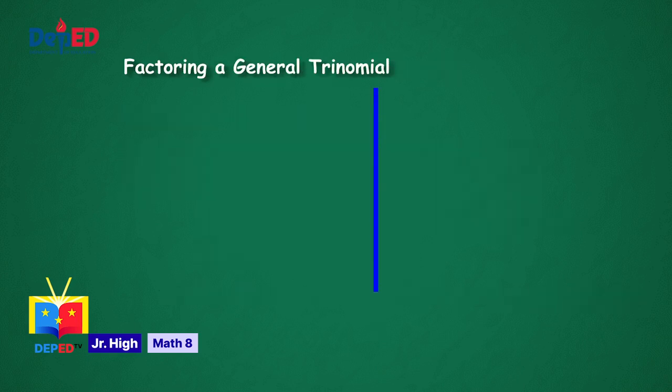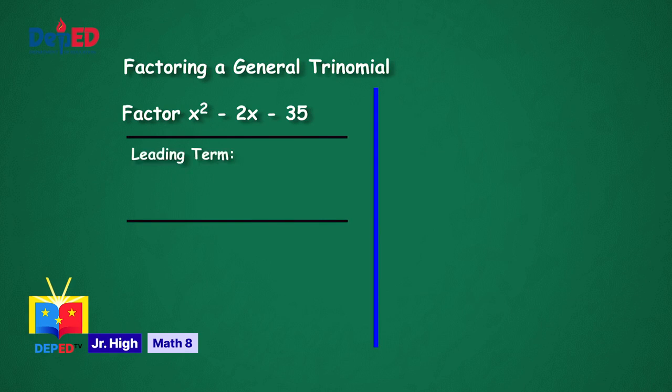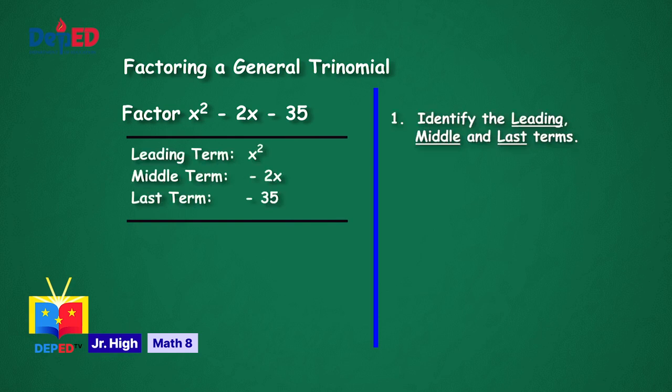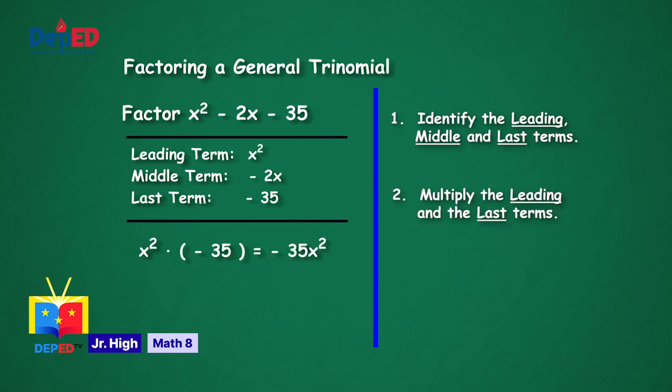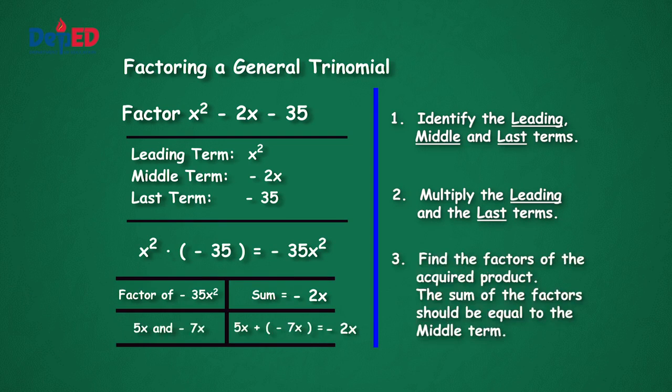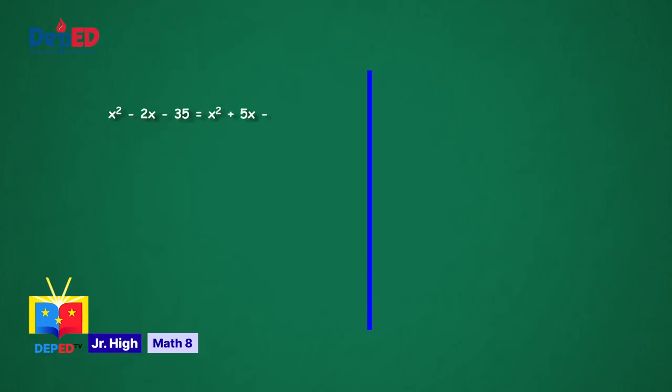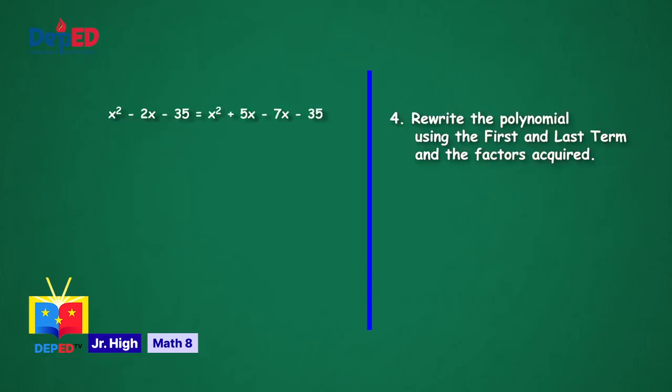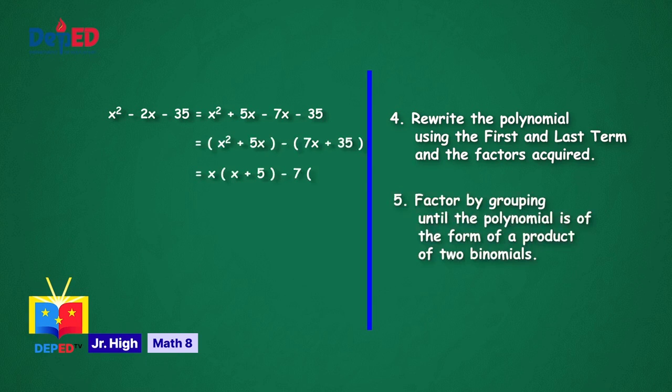To factor a general trinomial, identify the leading, the middle, and the last terms. Then multiply the leading and the last term. Find factors of the acquired product. The sum of the factors should be equal to the middle term. If not, try another set of factors. When the correct factors are identified, rewrite the polynomial using the first and the last term and the factors acquired. Finally, factor by grouping until the polynomial is of the form of a product of two binomials.